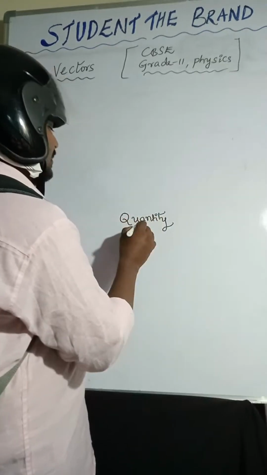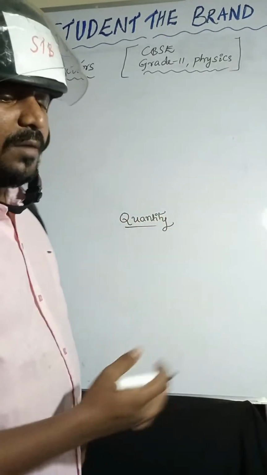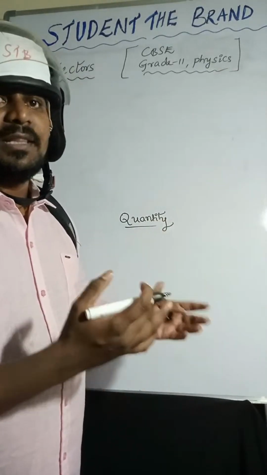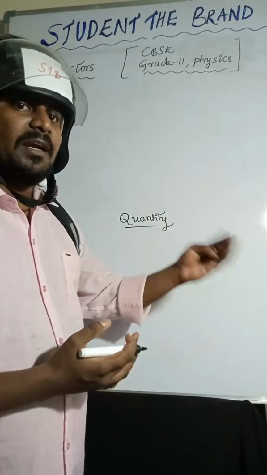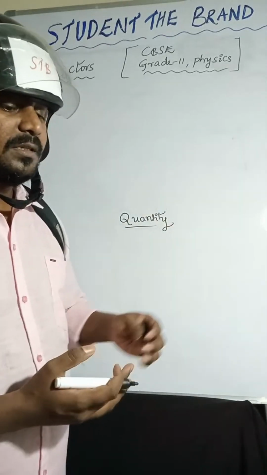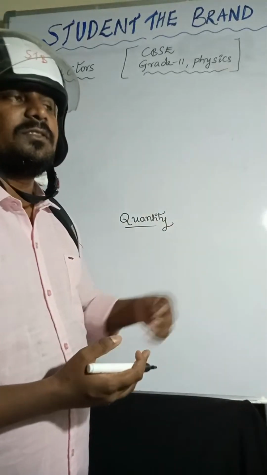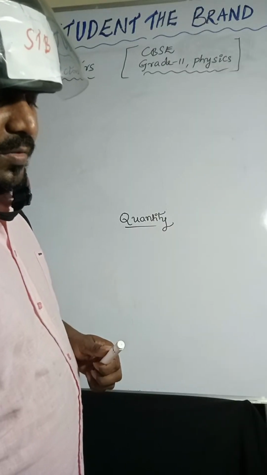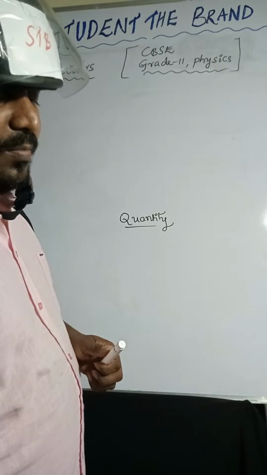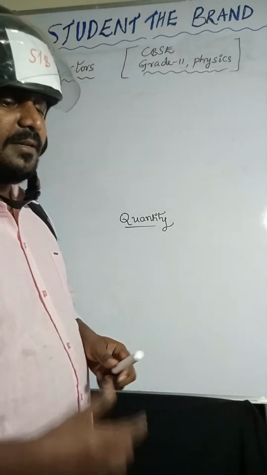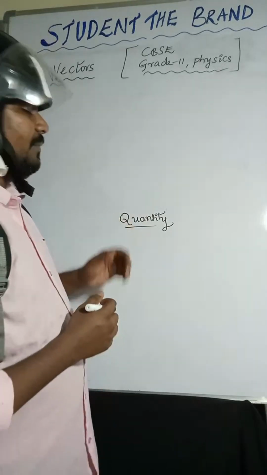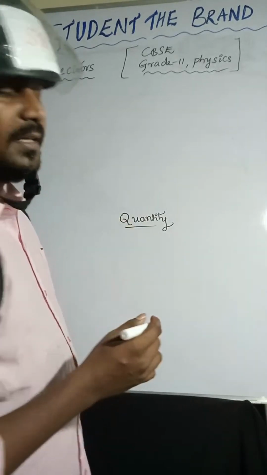Quantity is nothing but this: when you go to the shop and ask for rice, they will immediately ask two questions, how much or how many. It gives the answer for how much or how many. That is our amount, or vastness, and that is called quantity.